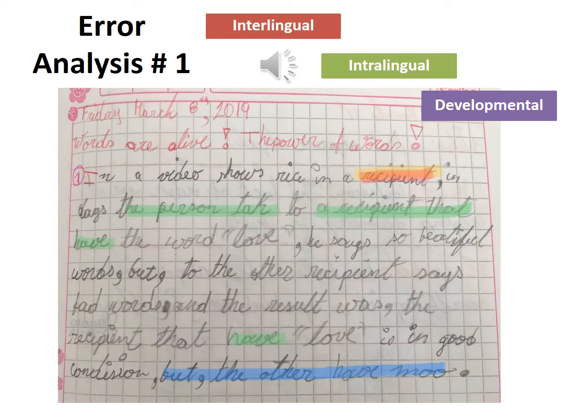And lastly, in blue, we highlighted an example of developmental errors, referring to a strategy employed by the student to acquire the language. In this specific example, a communication strategy. She meant to say that the other one didn't have it, and she said "the other have no."